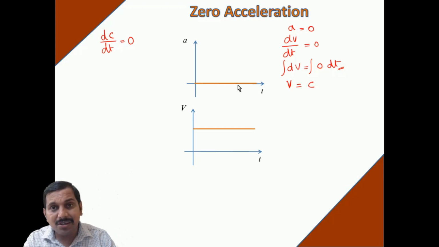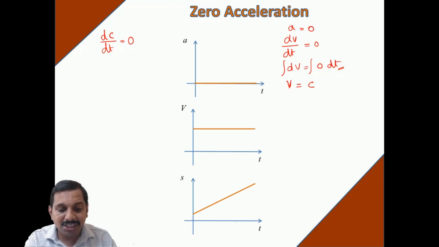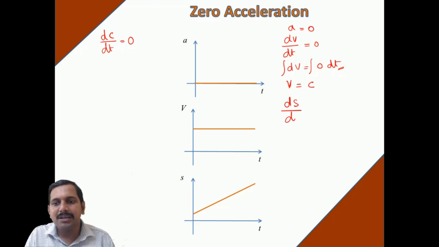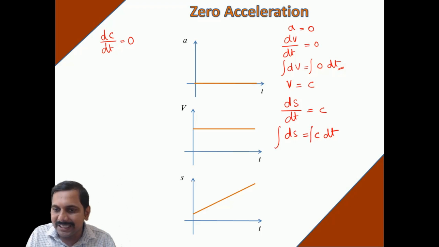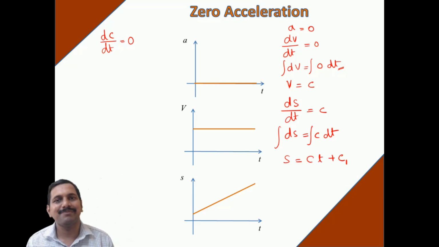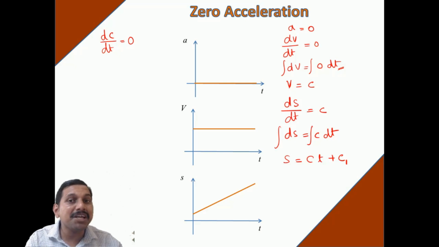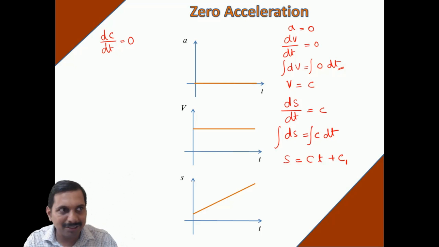Now if the velocity is constant, how is displacement changing? Displacement has to change linearly. How is that? Because velocity is change in displacement per time, which is a constant. So ds is equal to constant into dt. When you integrate this, you get s is equal to constant into time plus another constant, say c1. So this is about zero acceleration. When there is zero acceleration, velocity is constant and the displacement is changing linearly because the velocity is the same, right?